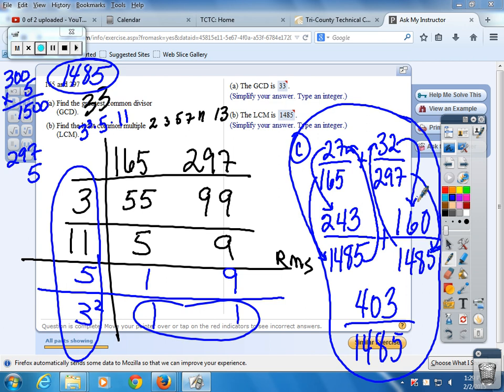So, I killed 2 birds with 1 stone. I did 1 homework problem and also got us started on this problem by doing the 27 over 165 plus 32 over 297. Okay? Everybody feel good with that one?